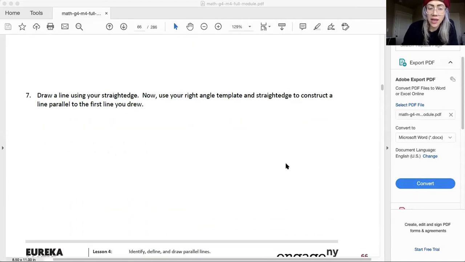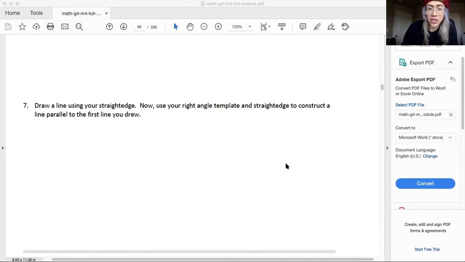Now number 7, it says draw a line using your straight edge. Now using your right angle template, which you don't have, but you can go back and get in the couple lessons back, and a straight edge like this, to construct a line parallel to the first line you drew. So that's what you're going to do. You're going to draw a line, and then draw another line that's parallel to the first line that you drew.